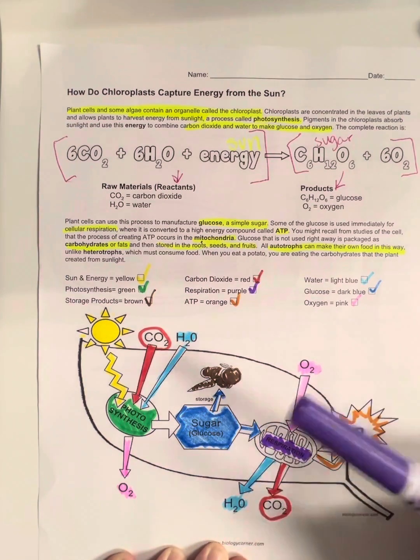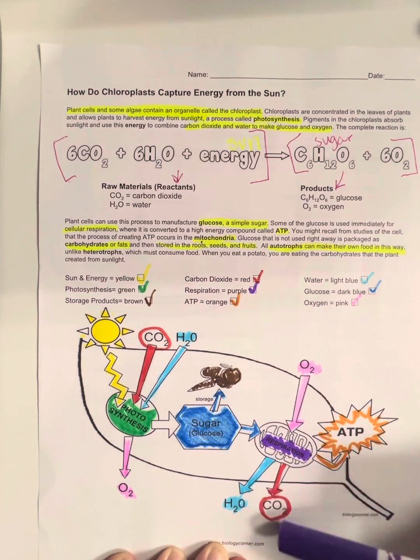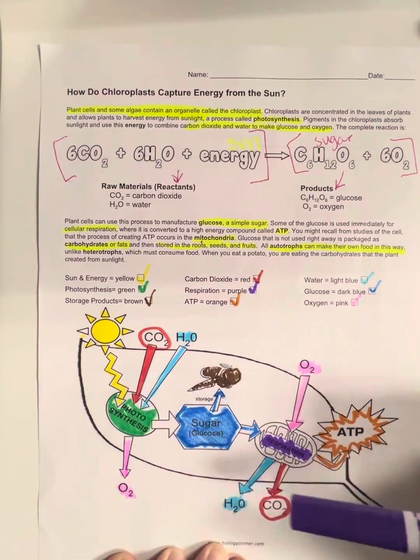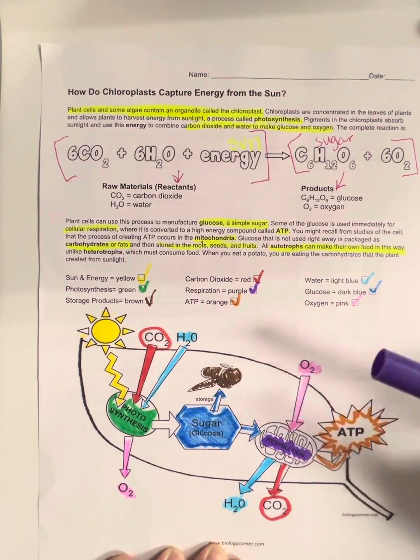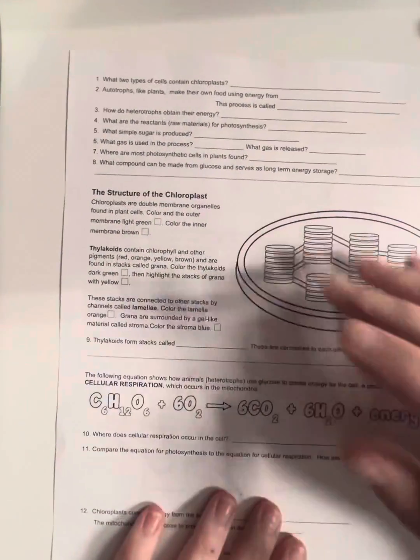So if you notice, the products and the reactants for photosynthesis and cellular respiration are the opposite. So what goes in to one comes out the other. What comes out one goes into the other. So they're a vicious cycle. Let's look at our questions.